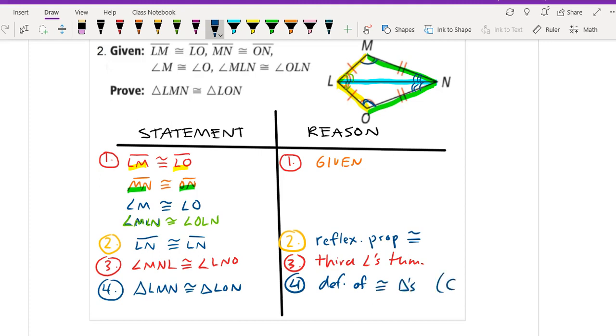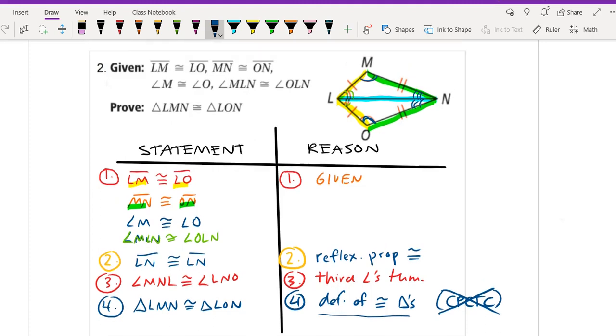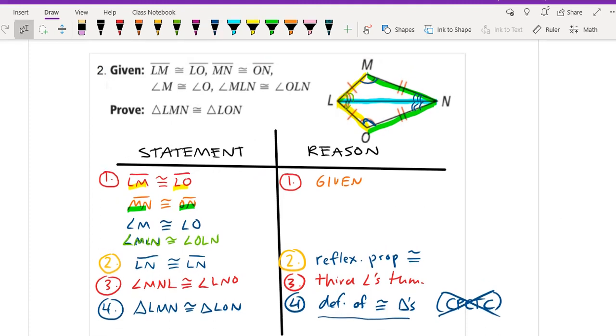Now I think yesterday I said just CPCTC, and I think I was mistaken on that. So I'd like you just to write the definition of congruent triangles, because that is the proper reason. We're using the definition of what it means to be congruent to prove that these triangles are congruent to each other. All right, again, give you a moment just to write that down.